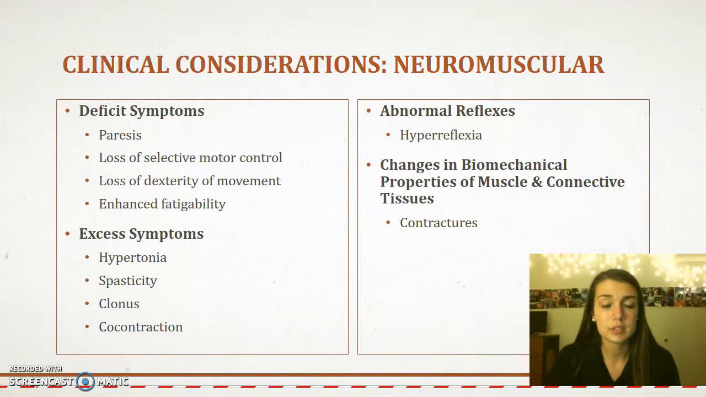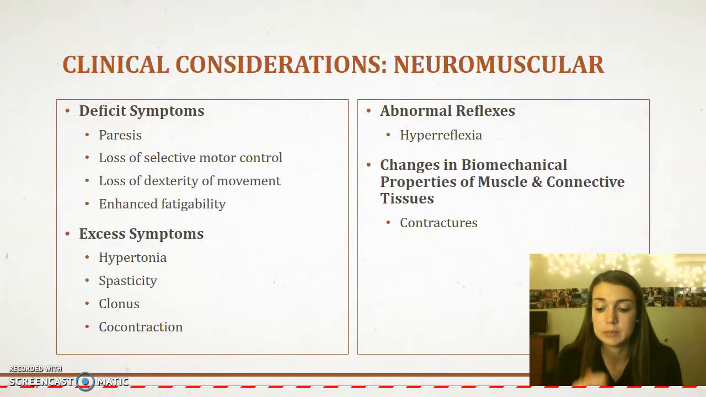So some clinical considerations for neuromuscular, these are primary conditions or primary symptoms, characteristics of CP. Some deficit symptoms. One is paresis, which is the muscles elicit inadequate force. Loss of selective motor control, which is they have trouble isolating movements across one joint or a specific joint. They experience a loss of dexterity in movement, and they have enhanced fatigability.